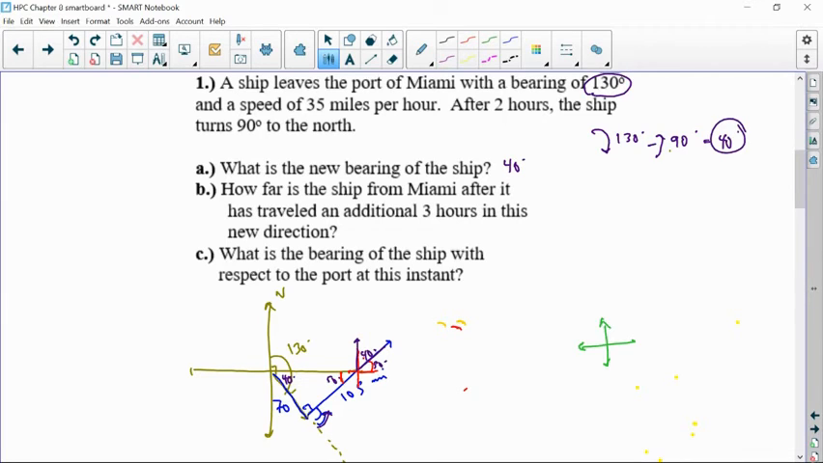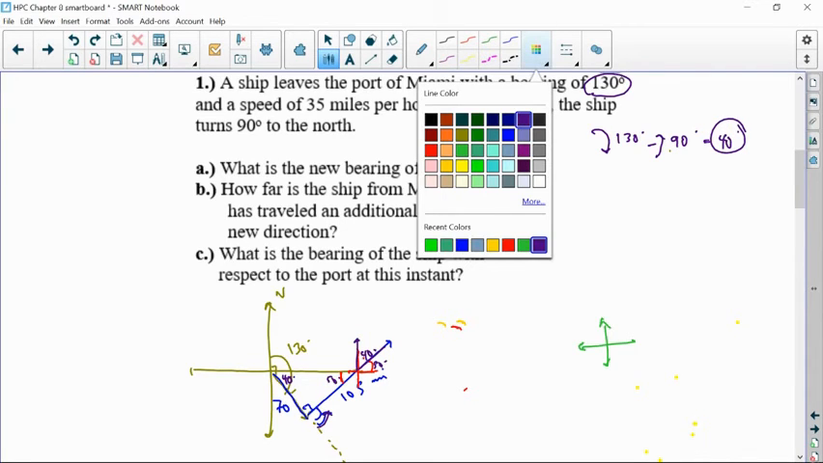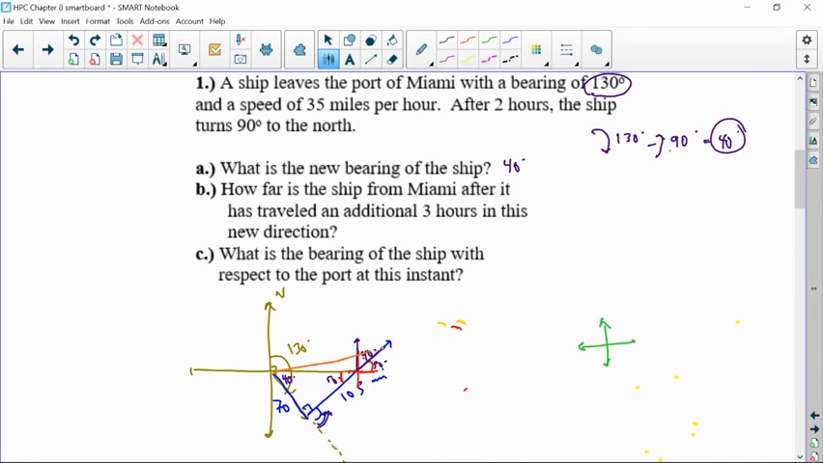Okay, how far is the ship from Miami after 3 hours? We've already drawn that 3 hours, and so what we're looking for is this distance here. Here's a triangle, and we know it's a right triangle. So if I know that this is 70, that's a right angle, and this is 105, I should be able to use the Pythagorean theorem. I don't even have to use law of sines or cosines to find that missing piece.